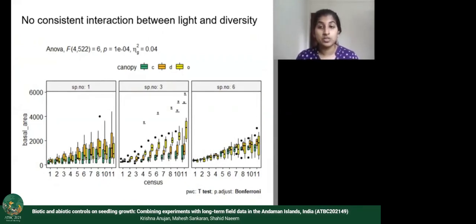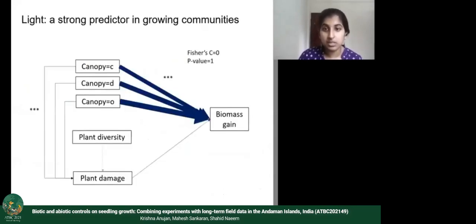And this is likely because of differences in the percentages of evergreen and deciduous species in our treatments. We see that light is a strong predictor of growth in growing communities. A structural equation model of these original hypotheses showed a good fit to the data with p-value 1. The canopy treatments had significant effects on both biomass gain in the course of a year and average plant damage, but the diversity treatments did not have significant effects on biomass gain.